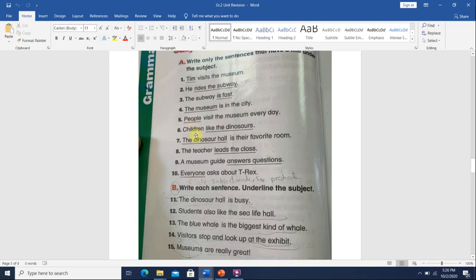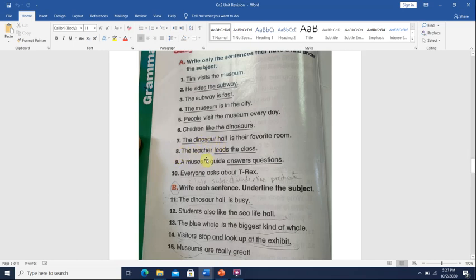Number 6, children like the dinosaurs. Here it underlined like the dinosaurs. No, that's the predicate. Number 7, the dinosaur hall is their favorite room. Yes, the dinosaur hall is the room that has things about the dinosaurs. This is the subject. Very good.